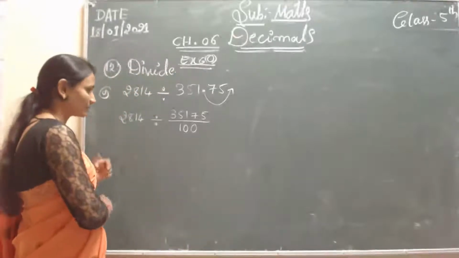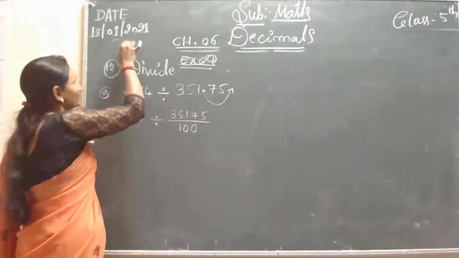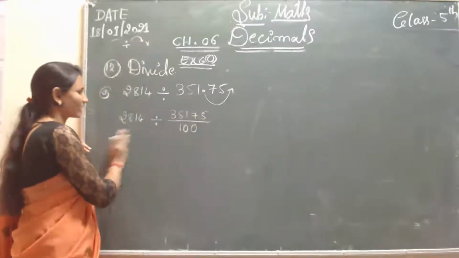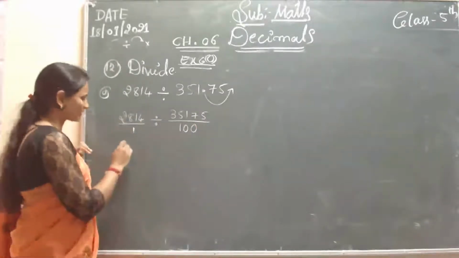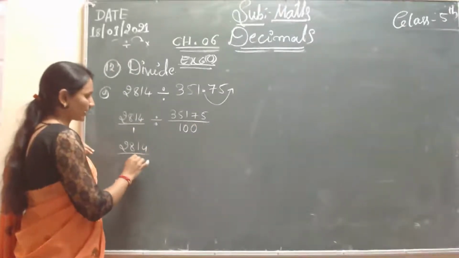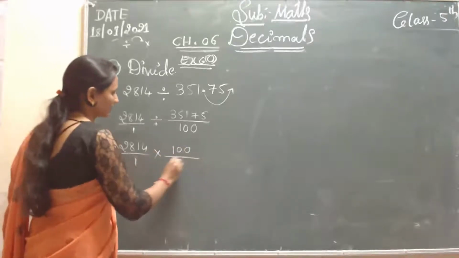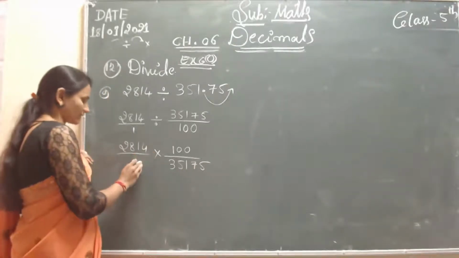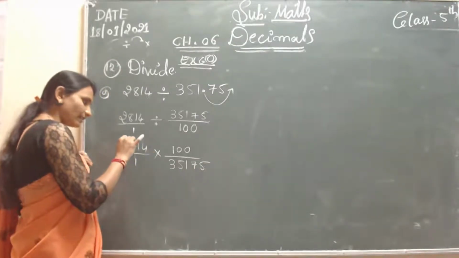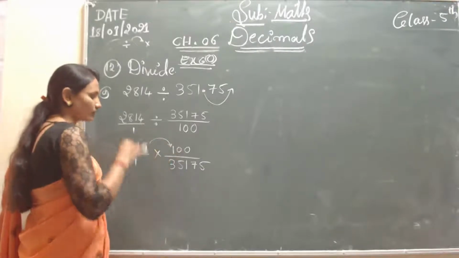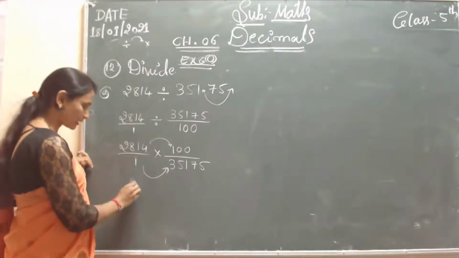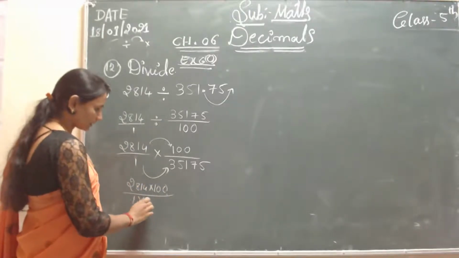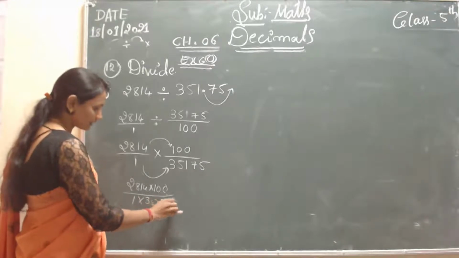So you have to do the next steps. Divide, you have to convert to multiplication. So the numerator will be changed. It is not given, so for the denominator you have to consider 1. Okay, 2814 by 1 into 100 by 35175. Students, now do the multiplication. 2814 into 100. You have to do the multiplication in both. So 2814 into 100 by 1 into 35,175. What is the result?